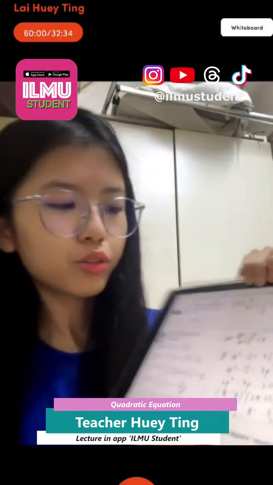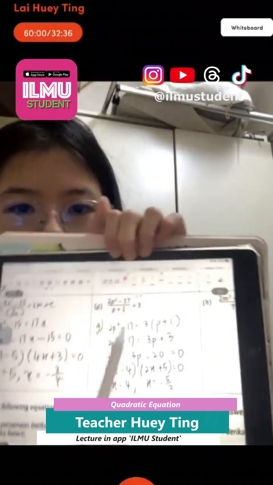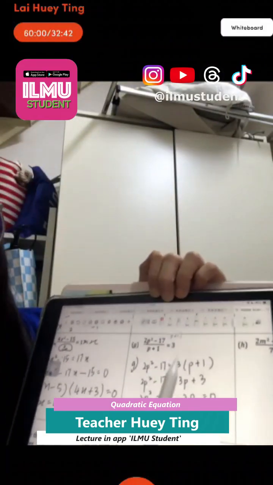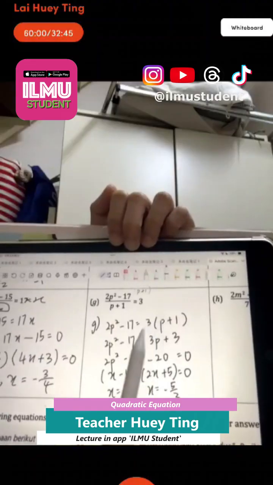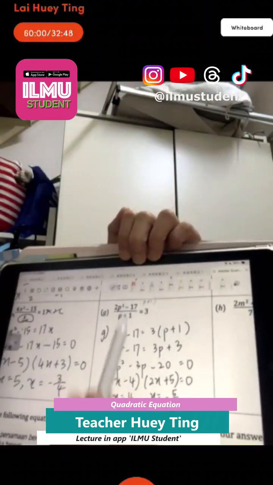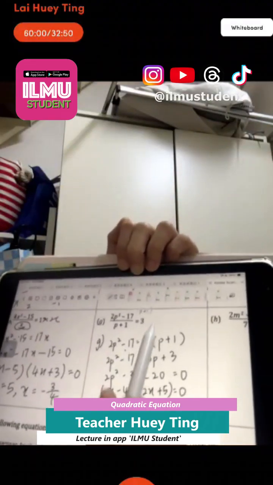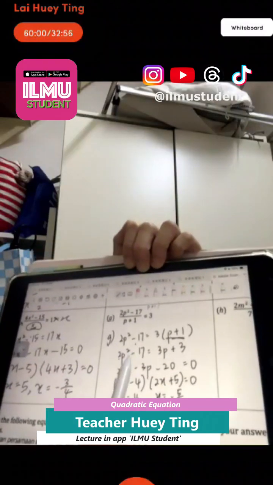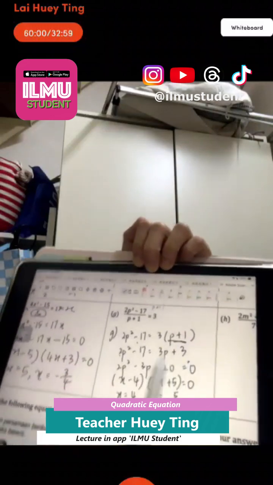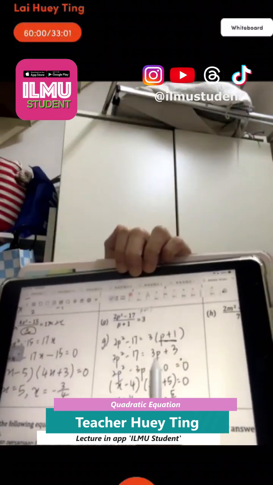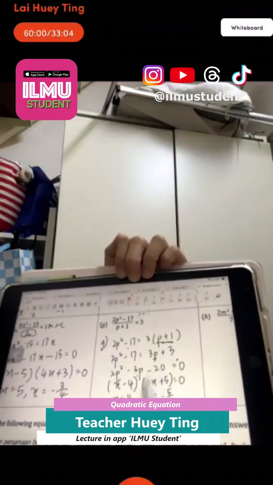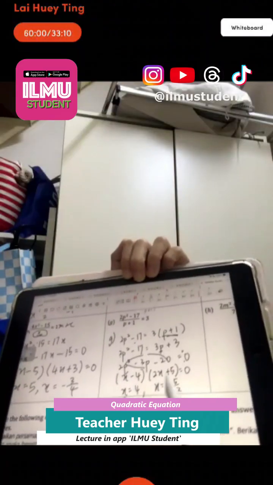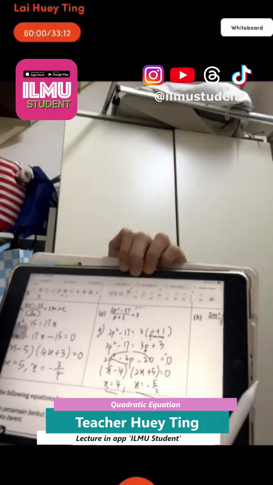Okay, so for this question, it has the p plus 1 at the bottom, so we have to multiply p plus 1 on both sides, and we get this. So 2p squared minus 17, and then this is 3 multiplied with p plus 1. So it's equal to 2p squared minus 17 equal to 3p plus 3. And then we rearrange it, 2p squared minus 3p, and then minus 20 equal to 0. And then we press the calculator, we get this answer. x equal to 4 and x equal to negative 5 over 2.